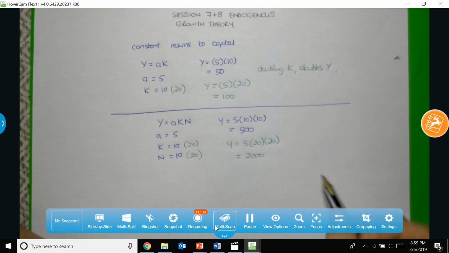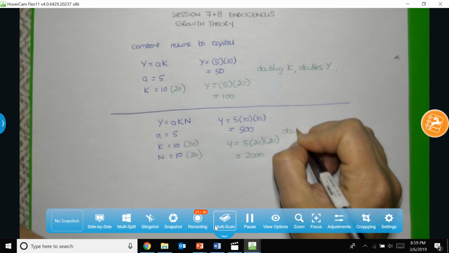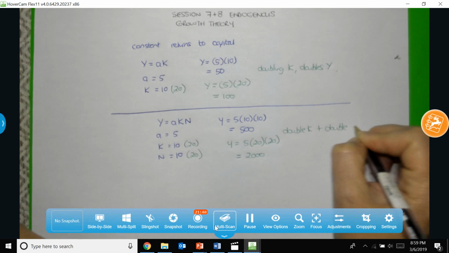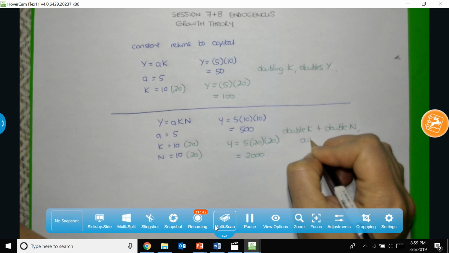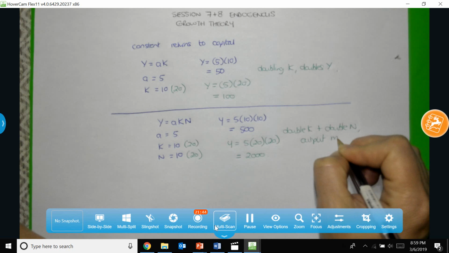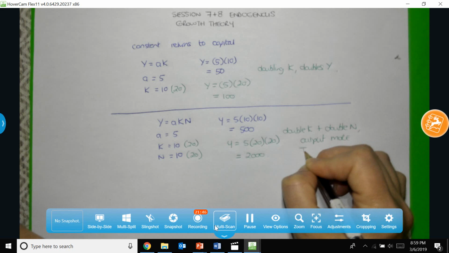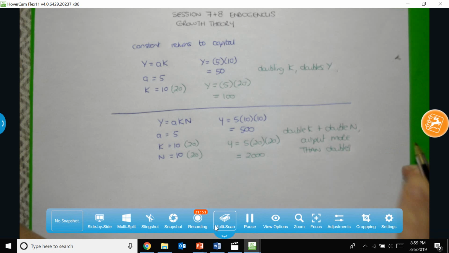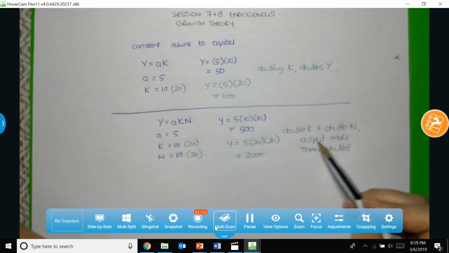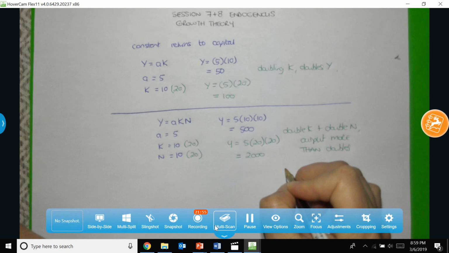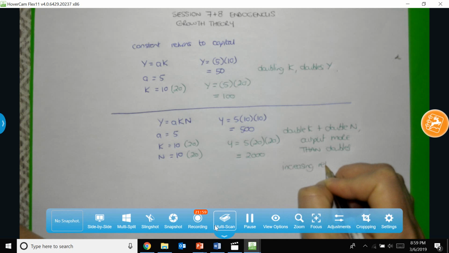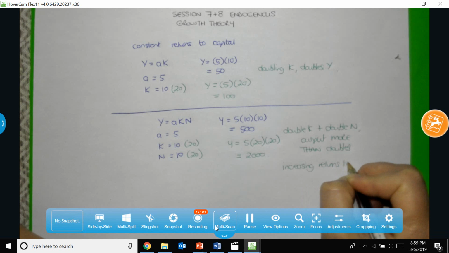So what we've seen here is that if we double capital stock and double the population size, output more than doubles. So here, when you double K and double N, output more than doubles. And you might recall that if we double our inputs and output more than doubles, we call that increasing returns to scale.